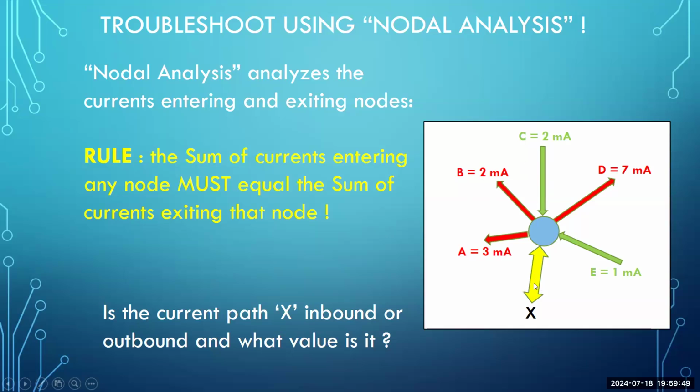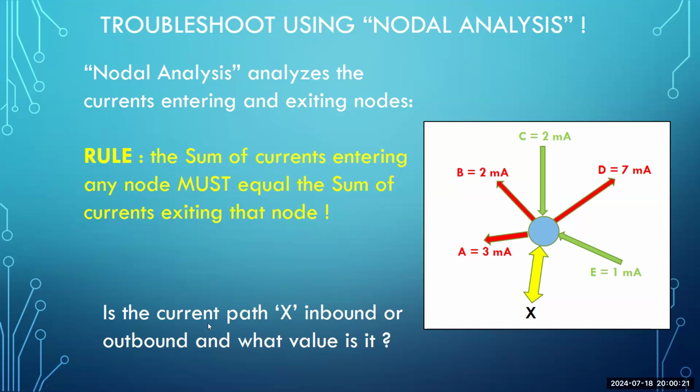You will be able to determine whether it's inbound or outbound. And not only will you be able to determine the direction, you'll also be able to determine the value of that current. So this is called nodal analysis. It's a very, very powerful tool, along with current analysis, to help us figure out what's going on with this series parallel circuit. So is the current in path X inbound or outbound?